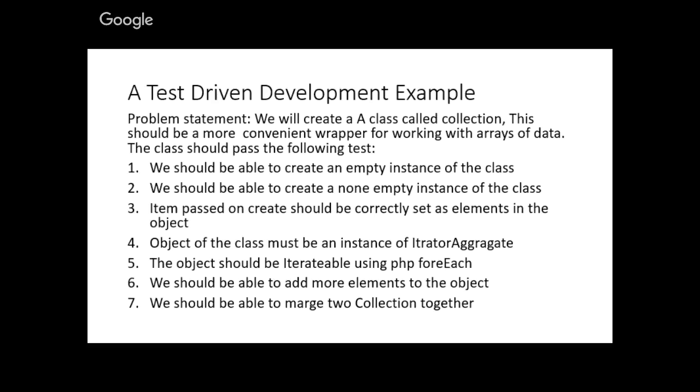Then we should be able to add more elements to the object. If you have the collection object set up, you should be able to call, say, a function add to add more elements to it. Then you should be able to merge two collections together. So you have collection A and collection B, and you should be able to merge them as one collection. So that's what I'm supposed to do next.